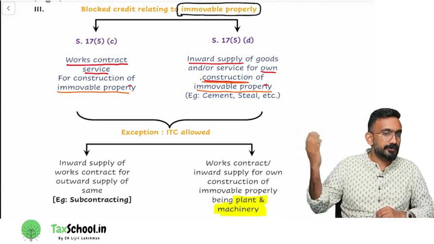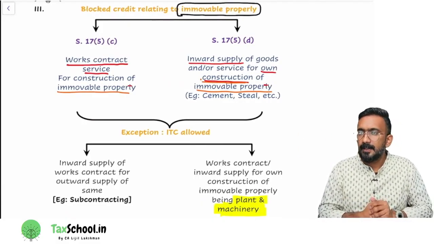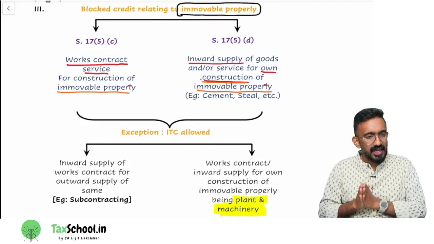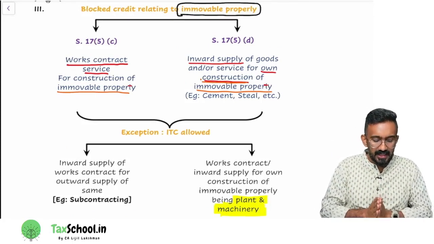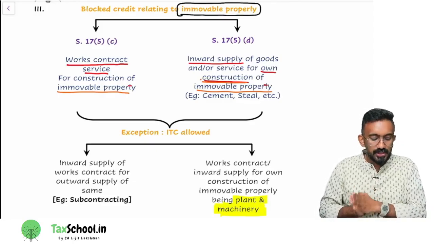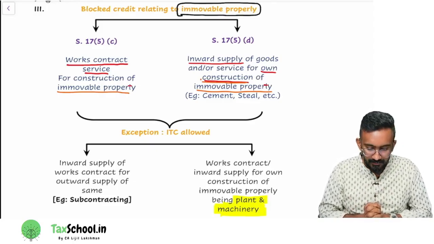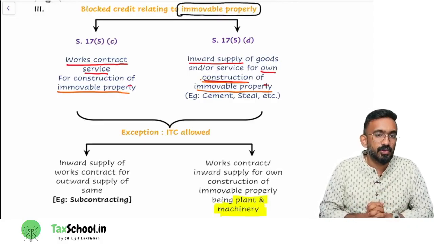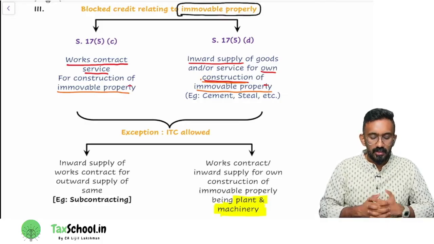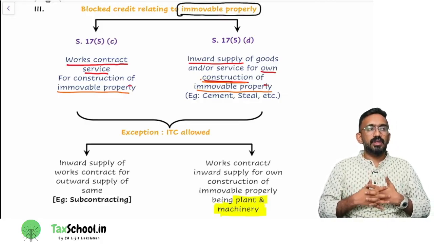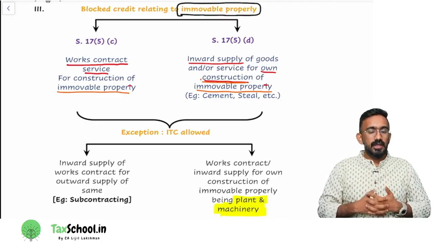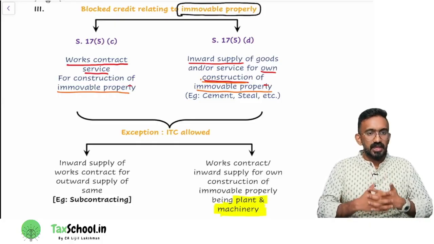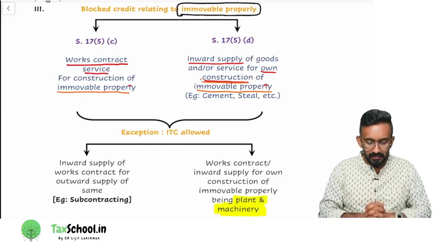Now they're asking a lot of questions on C and D in terms of block to credit. Two block to credits can be learned together, 17(5)(c) and 17(5)(d). 17(5)(c) says that works contract service for construction of immobile property is a block to credit. Similarly, inward supply of goods or services for construction of immobile property would also be a block to credit. What inward supply of goods and services will you take for construction of a building? You will take inward supply of material like cement, steel. What services? Architect service, interior designer service, contractor service, all of them you will take.